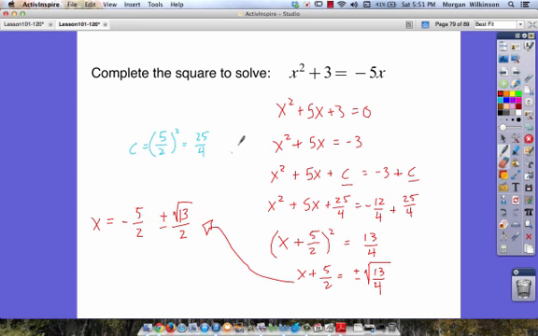This one has 2 answers. We know it should because our degree is 2. Got negative 5/2 plus the square root of 13 over 2 and negative 5/2 minus the square root of 13 over 2. This is the reason that we need to be able to complete the square, is to find answers for quadratic equations that we're not able to factor.